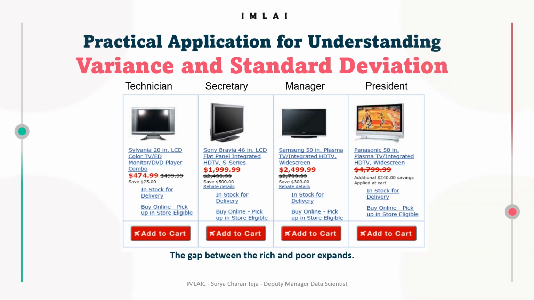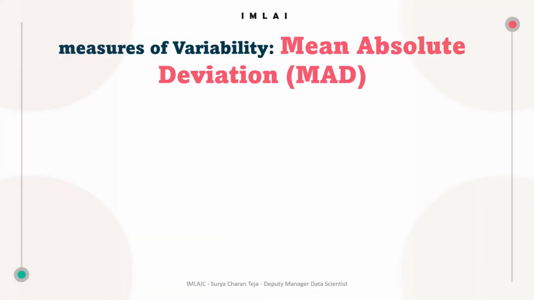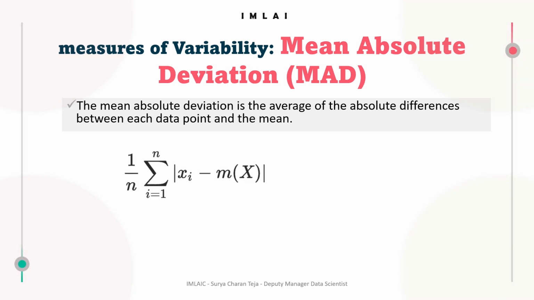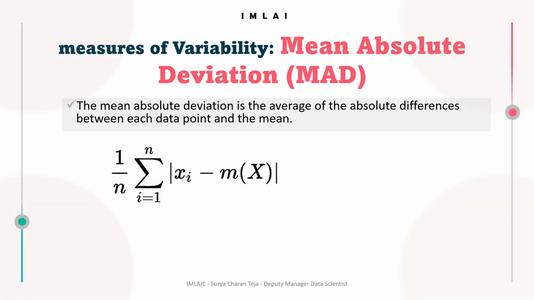So far we have seen range, variance, and standard deviation. So now we will be looking into the MAD. Don't worry, it's the mean absolute deviation. The mean absolute deviation is the average of the absolute differences between each data point and the mean. It represents the average amount of deviation of each data point from the mean, regardless of the direction of deviation.